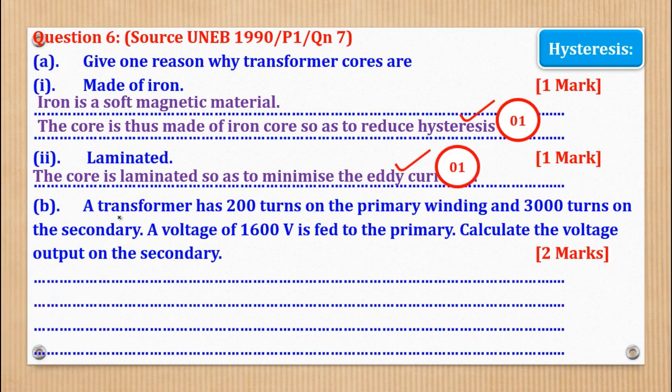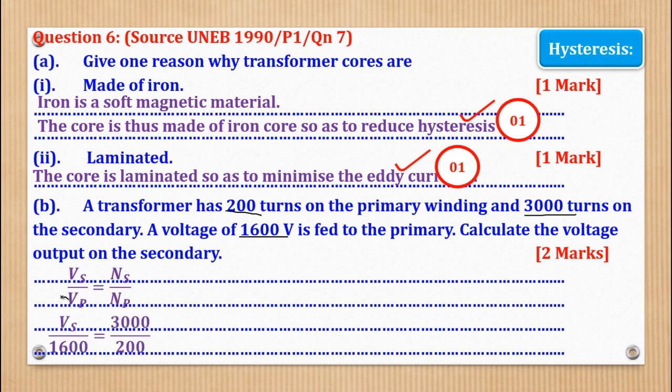Part B says that a transformer has 200 turns on the primary winding and 300 turns on the secondary winding. A voltage of 1600 volt is fed to the primary. Calculate the voltage output on the secondary. So first of all, you have to know the relationship between voltage and number of turns. After that, we shall come and substitute.